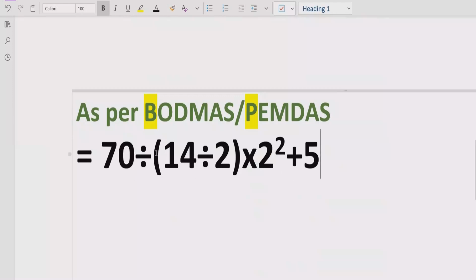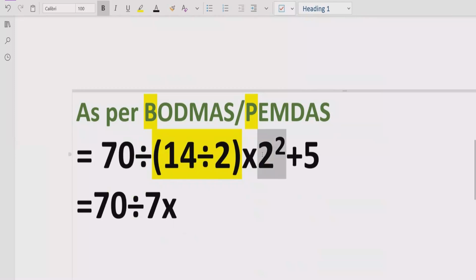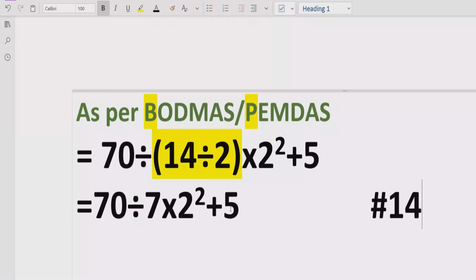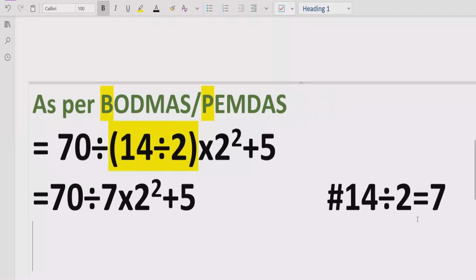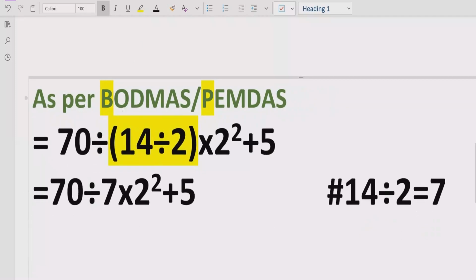In this expression, we have one bracket, which is this one. So first of all, we have to solve this one, 70 divided by 14 divided by 2 equals 7, multiplied by 2 raised to power 2, and then plus 5. And here we have to give the reference like 14 divided by 2 equals 7.